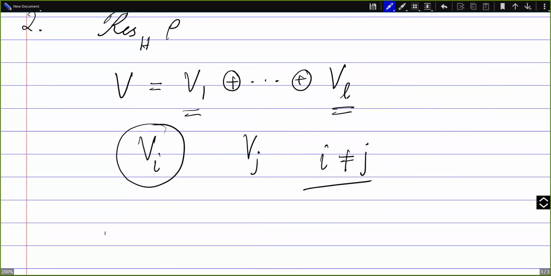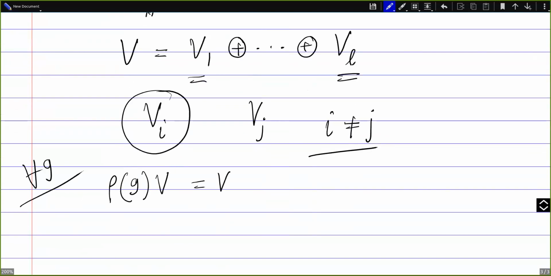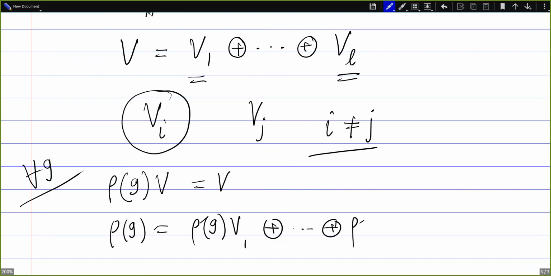Now what we are going to do is the following: we shall look at rho g V for any V. So rho g V is again V. But at the same time, since V is just the direct sum of them, rho g V has to be the direct sum of rho g V1 up to rho g VL, because an invertible linear map preserves the direct sum.